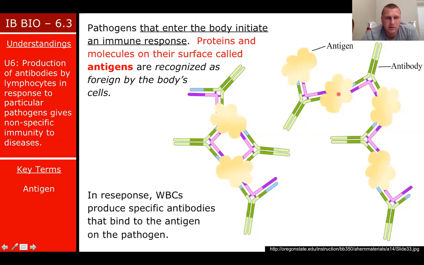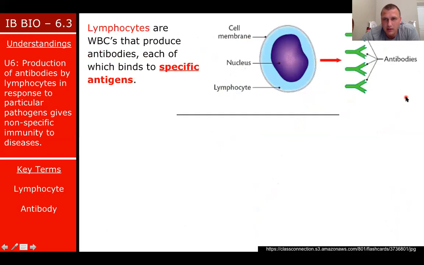Okay, so when that happens, lymphocytes are those white blood cells. That's a different type of white blood cell. We talked about phagocytes, now we have lymphocytes. Lymphocytes are the white blood cells that produce these antibodies. Each antibody binds to a specific antigen, so it's a 1-to-1 ratio. For every foreign pathogen that enters your body, there's going to be one specific antibody. You cannot have two different antibodies binding to the same pathogen. It will always be a specific antibody that binds to a specific pathogen.